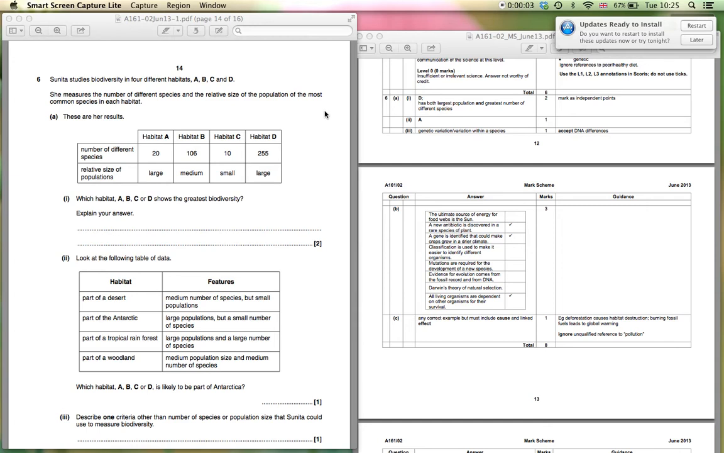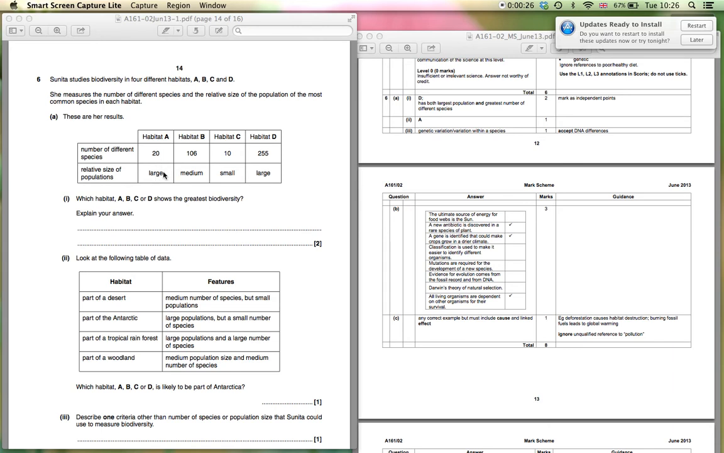Question 6 is a B3 question. Okay, we're looking at biodiversity, and the question starts by comparing four habitats, habitat A, B, C and D, and it shows in the table the number of different species found in each habitat, so going from 20, 10 quite low, and 106 and 255 are quite high, and also the relative size of the populations.